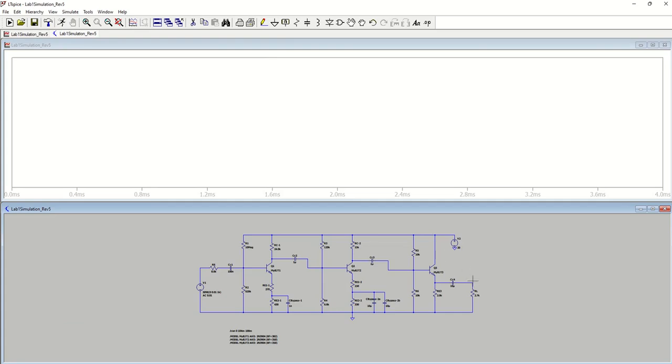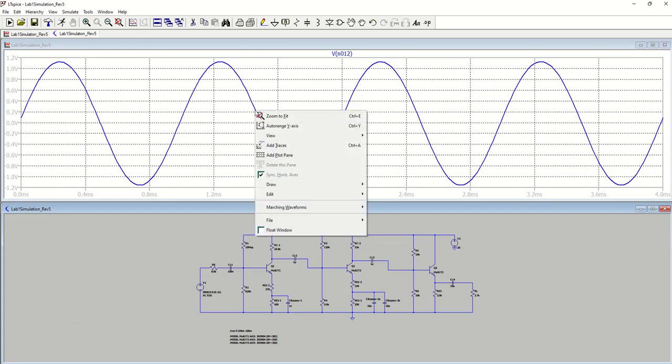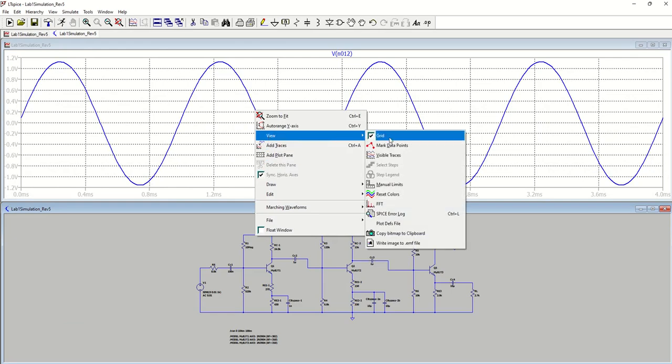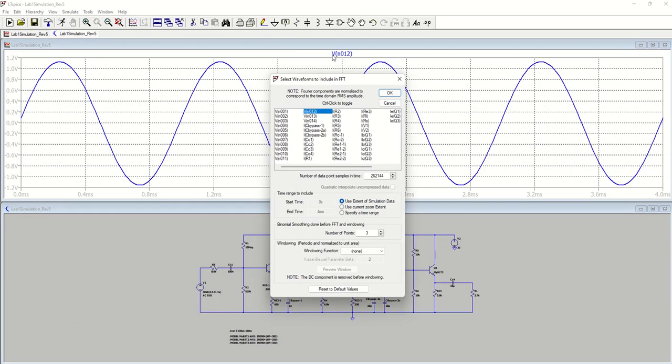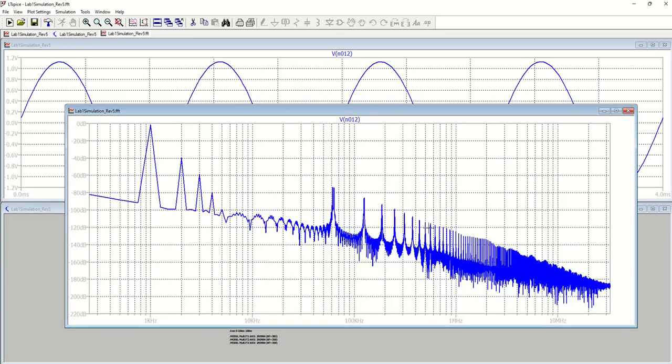Okay, so we look at the output, and then we right click on the signal on the waveform, and then you go to View, FFT. Our output node is node 12, and we just make sure node 12 is highlighted and press OK. And so this is the FFT.